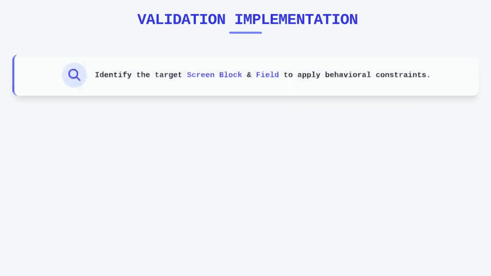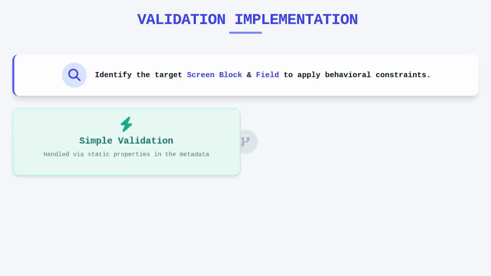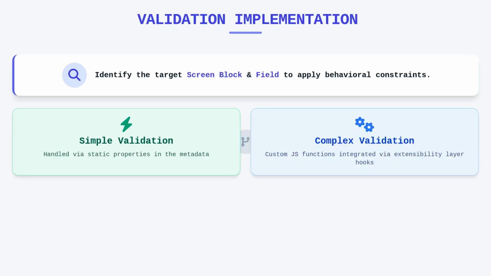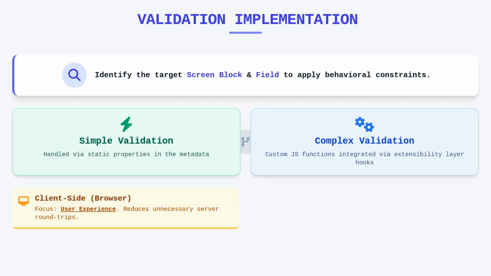To implement a validation, you typically start by identifying the specific block and field within the screen layout that requires behavioral constraints. You have the choice between simple validations, which are often handled via static properties in the metadata, and complex validations that demand custom JavaScript functions. If you choose to write custom code, this must be integrated into the extensibility layer through the provided hooks, ensuring that the browser-side execution captures the data accurately before it is ever sent to the application server.